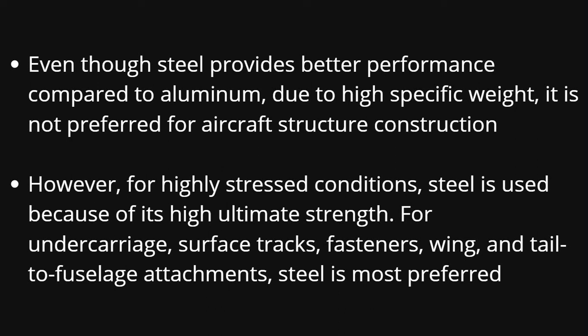However, for highly stressed conditions, steel is used because of its high ultimate strength. So we do not completely neglect steel. In some scenarios we use stainless steel or some steel alloys for aircraft because of highly stressed conditions. It has a high Young's modulus. So this material is used in the undercarriage, surface tracks, fasteners, and wing and tail to fuselage attachment. Steel is most preferred. Some rivet materials are also made of steel.